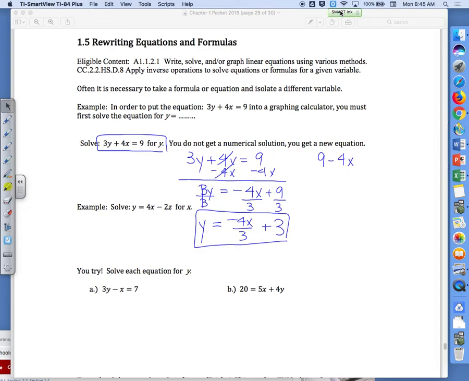Because eventually, like I said, when we start looking at this, the plus 3 is going to be the y-intercept, where you're going to start on your y-axis to graph a line. This negative 4/3 is going to tell you about how steep the line is going to be. So that's why I'm trying to get you to put it in this form. This way it'll be all set for that next chapter.